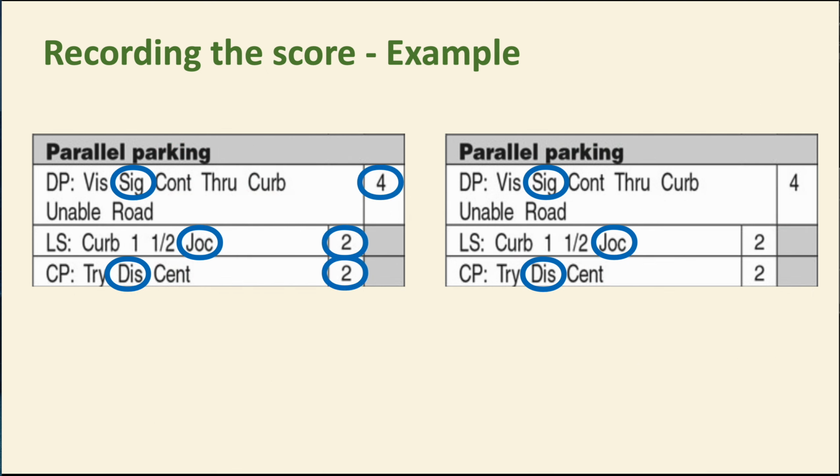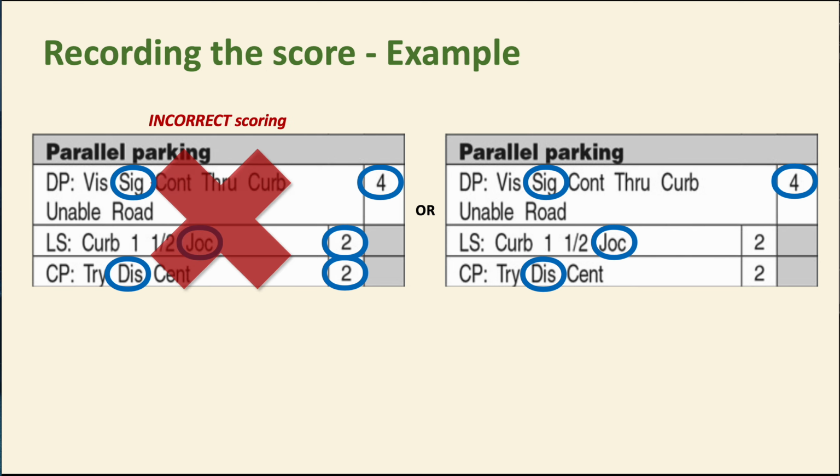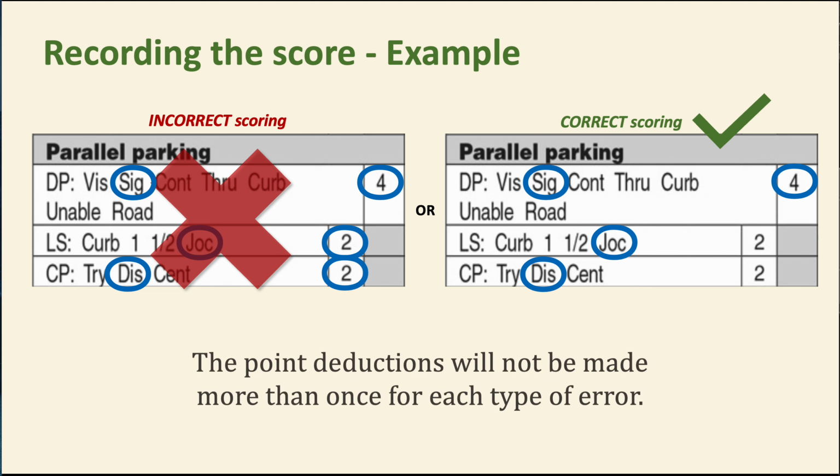Here's another example. So which one's correct? This one or that one? Remember, you only circle the maximum number of points you can lose. In parallel parking it is 4, so that one's going to be incorrect, and this one is the correct one. You can't lose any more than 4. If you commit every single error on that parallel parking maneuver, then the maximum you can lose is 4 points, even if you miss everything. Okay.